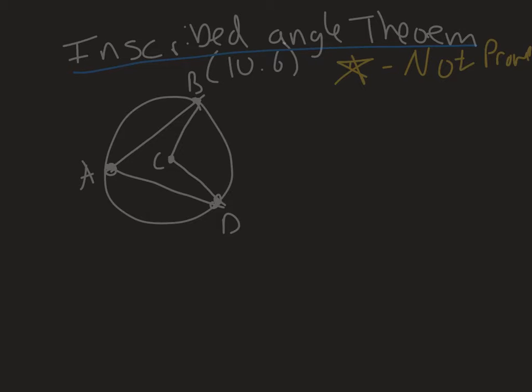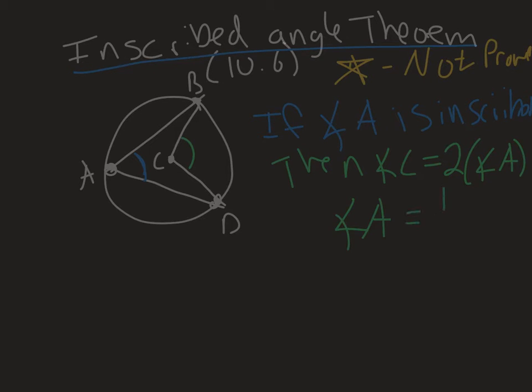So the inscribed angle theorem is not too terribly complicated. If I'm looking at this inscribed angle here, the hypothesis of this theorem would be if angle A is inscribed, then in this case we're looking at angle C is equal to 2 times the measure of angle A. Or, as the case may be, we may see it written like this. Angle A is equal to half of the central angle for that arc, angle C.